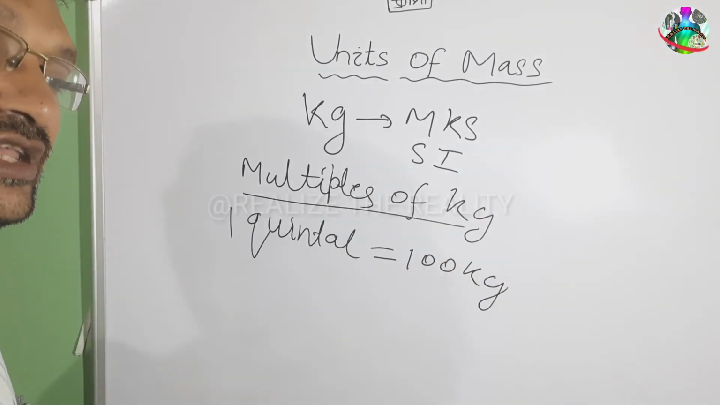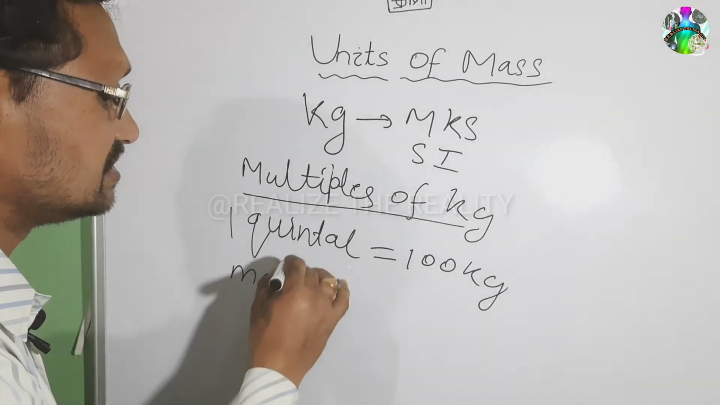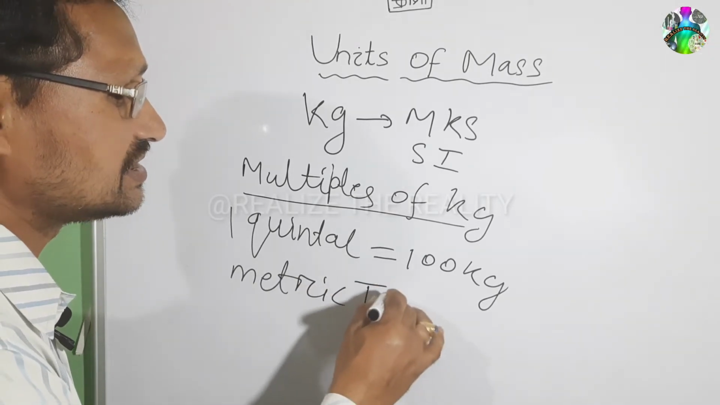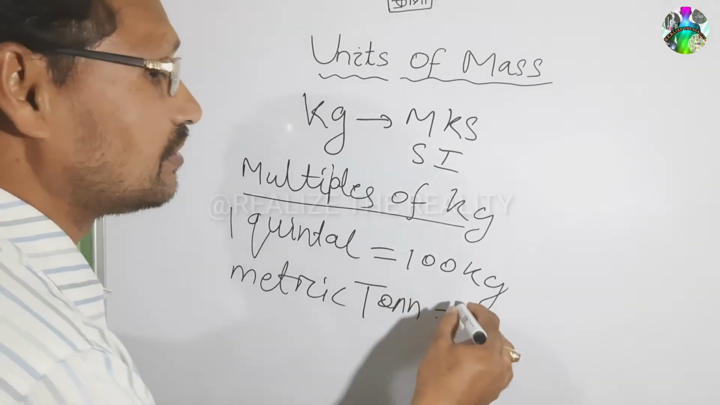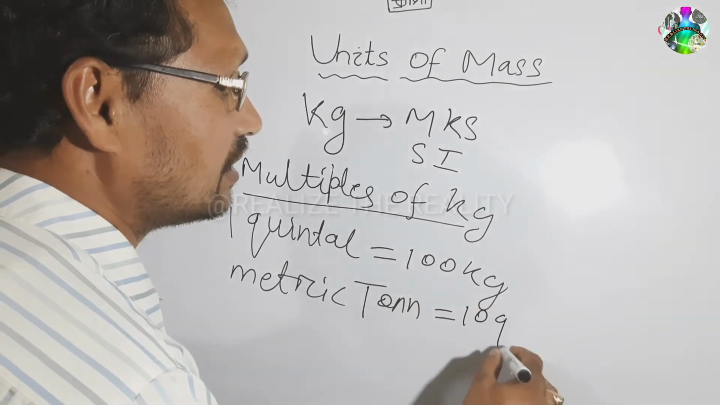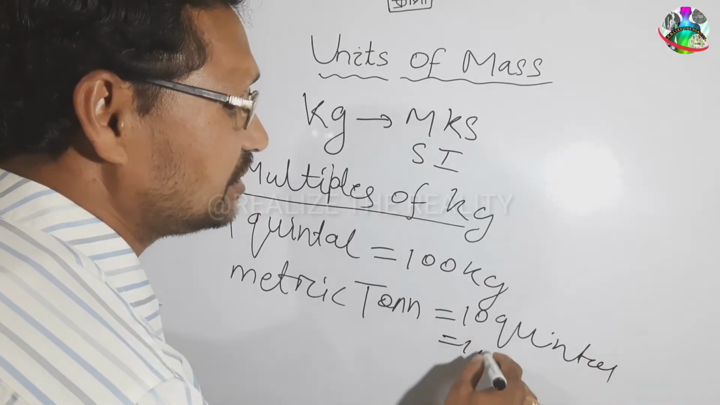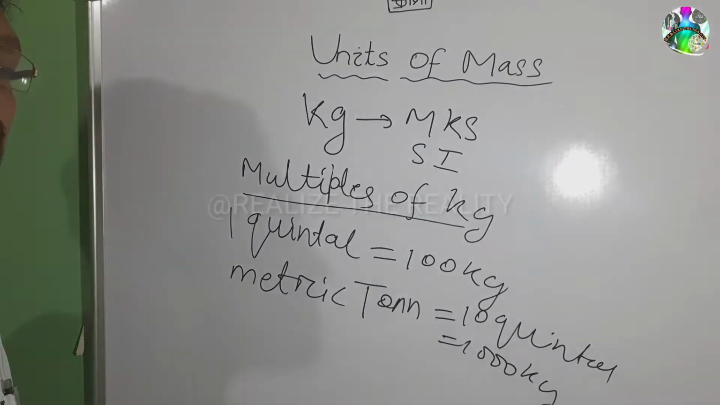The next bigger unit is the metric ton. Metric ton we generally use for measuring heavy mass. 1 metric ton is equal to 10 quintal, that's equal to 1000 kilogram. So these are the different multiples of a kilogram.